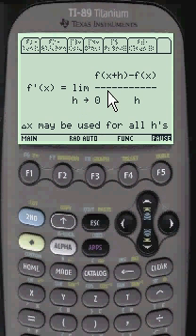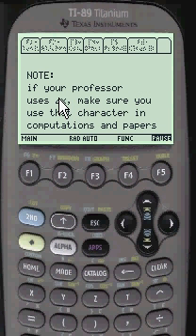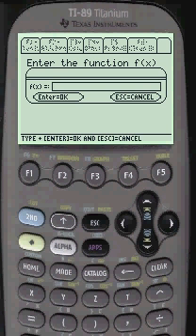Always write the formula on your paper first, okay? Sometimes delta x might be used from your professor for the character h, so do that. Anytime you see an h, you're going to put delta x, okay? And then you're going to have to just look at my program and change the character as you go through it. Enter the function here. You have to press alpha first in any of my programs.